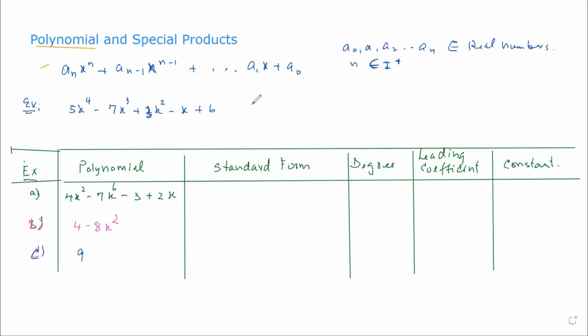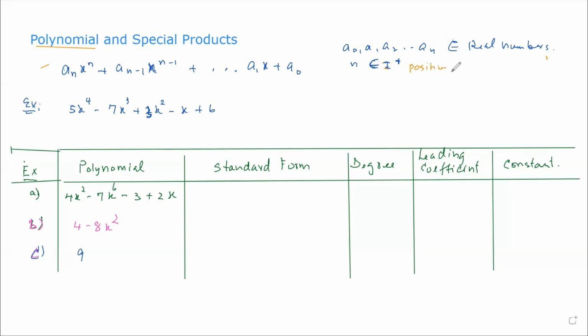Okay, the meaning is, just don't be confused about this one. The meaning is just to say a naught, a1, a2 and an have to belong to the real numbers. Everyone learned real numbers already, right? Real numbers can be what? Rational, irrational. That means they can be an integer, whole number, or counting number, or even fractions or decimals, right? And n belongs to I plus, meaning positive integers.